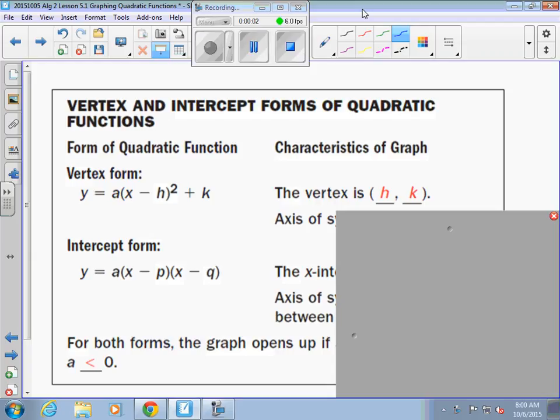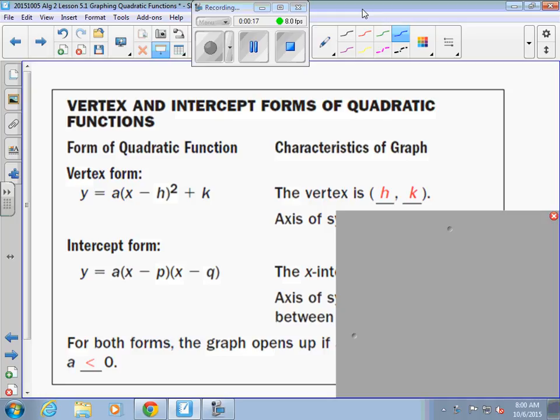This is Algebra 2, Lesson 5.1. This is part number 2. We're picking up with the box that talks about the vertex and intercept forms. The first form we talked about was standard form, y equals ax squared plus bx plus c.